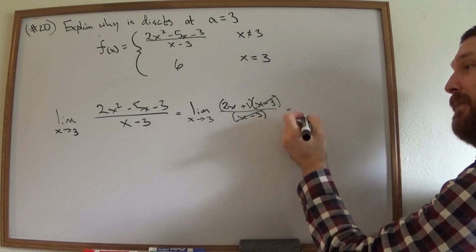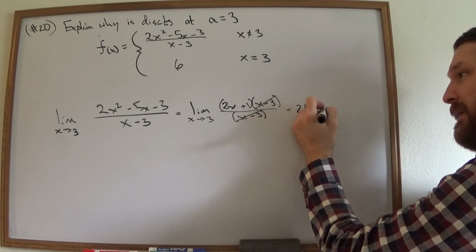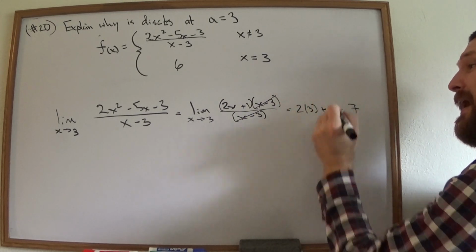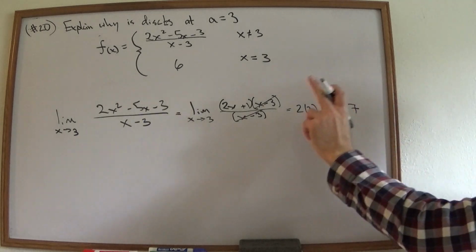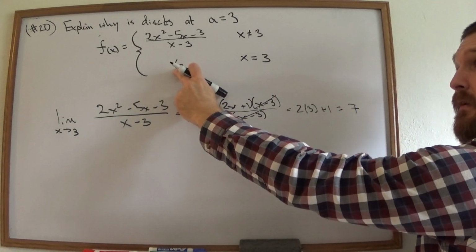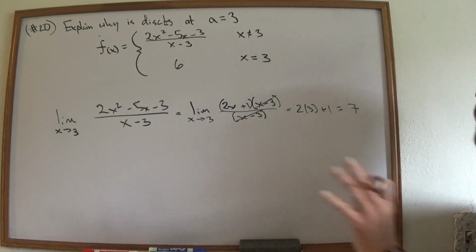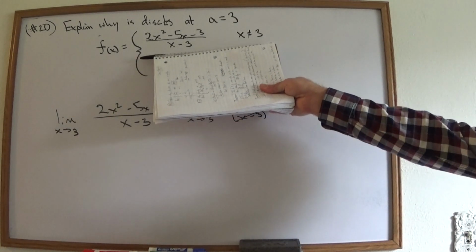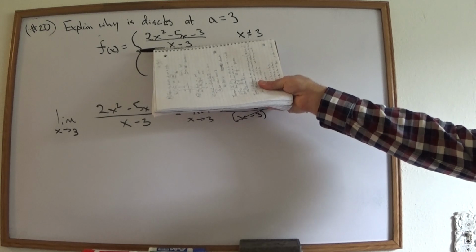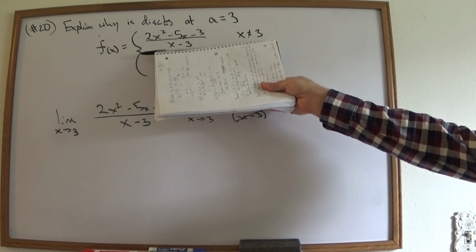Plug in a 3. Plug in a 7. But that's a different function. If this were a 7, then it wouldn't be discontinuous, would it? That would be how you would fix this function. If you just had that function, it has a discontinuity when x equals 3.